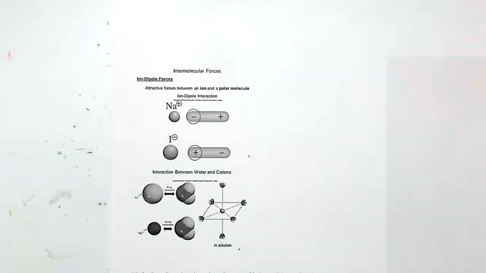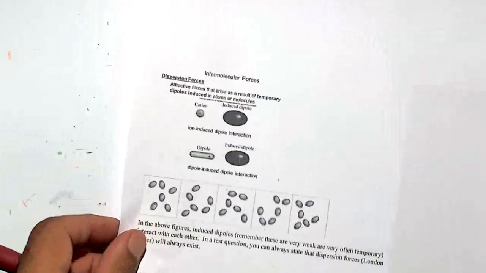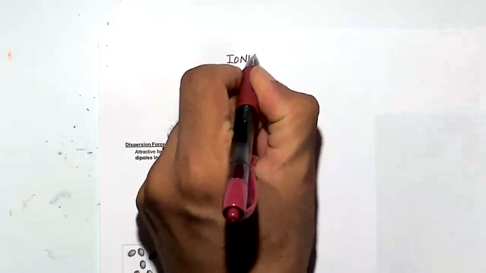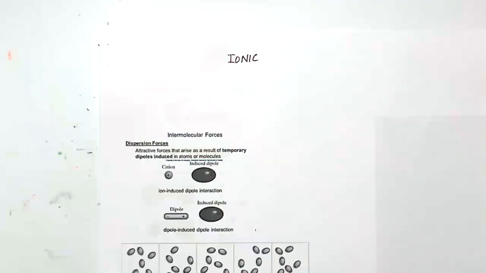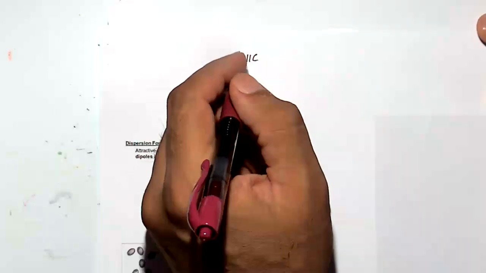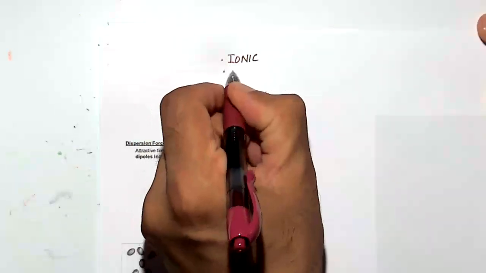on intermolecular forces. So let's go over some of the intermolecular forces that we've talked about so far. The strongest one is ionic. This is where two charges have literally come together and attract. You know, positives attract with negatives.